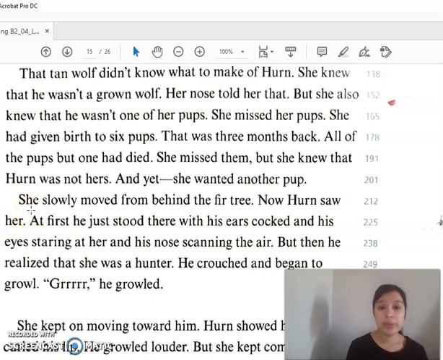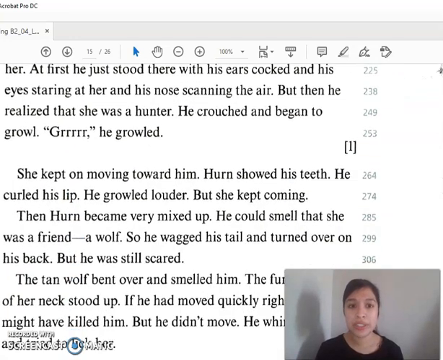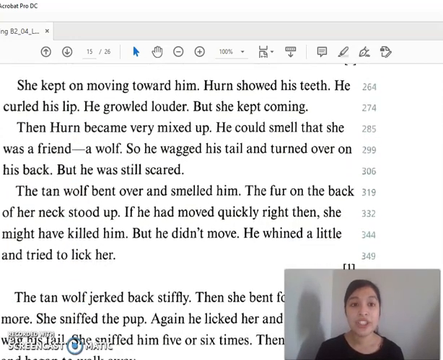Or she slowly moved from behind the fir tree. Now Hearn saw her. At first, he just stood there with his ears cocked and his eyes staring at her and his nose scanning the air. But then he realized that she was a hunter. He crouched and began to growl. Grrr, he growled. Whereat she kept on moving toward Hearn, showed his teeth.